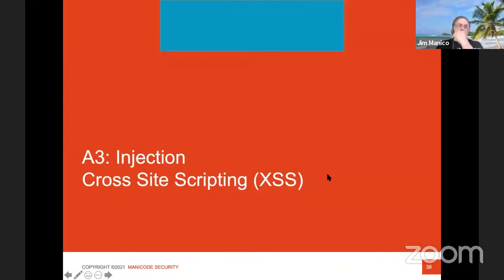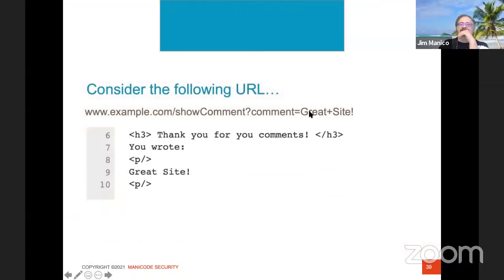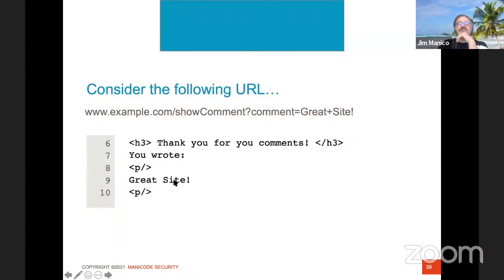A3, injection. The other form of injection is cross-site scripting, right? This is when I can take content from a user and it gets embedded in a site's user interface with no security.